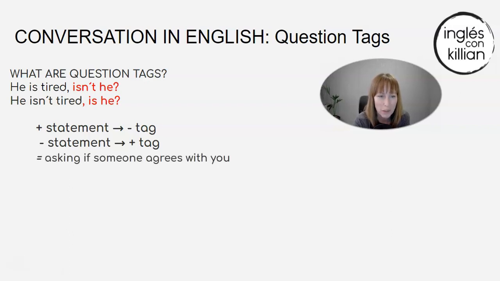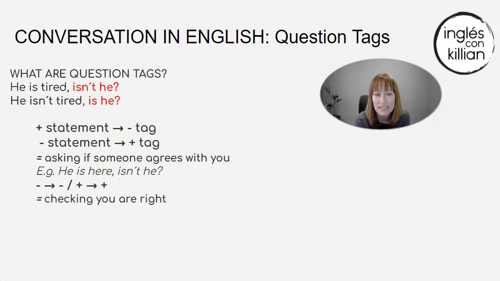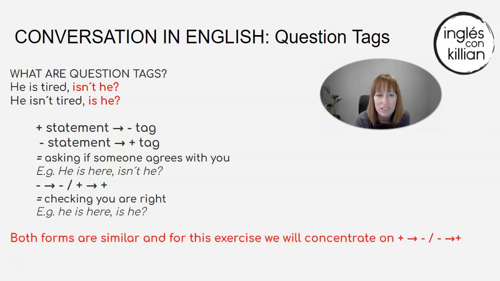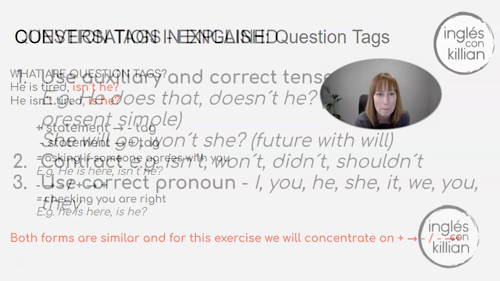So he is tired, positive. The negative tag isn't here. And you notice that it's always contracted. Is not he? No. Isn't he? Okay, so you're asking if someone agrees with you. He is here, isn't he? Okay. If it's negative to negative or positive to positive, as I just said, you're checking if you're right. He's here, is he? Okay. So as I say, we will concentrate on the tag being the opposite.